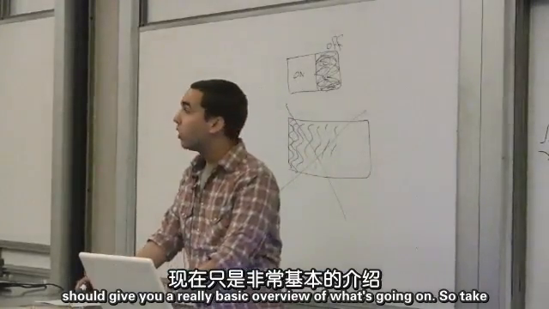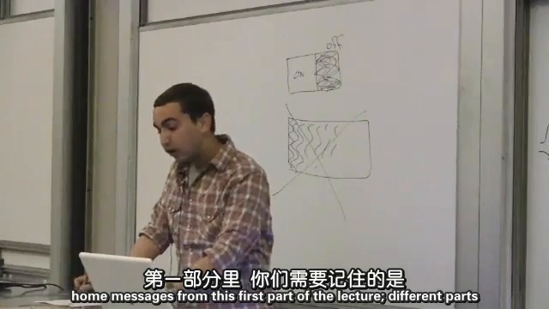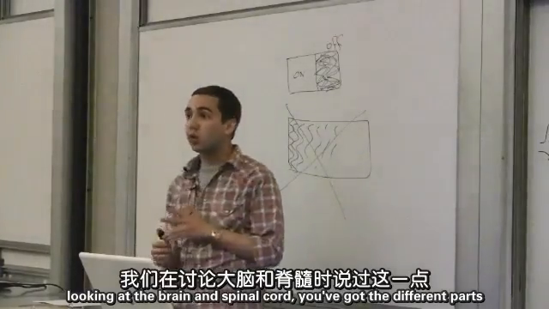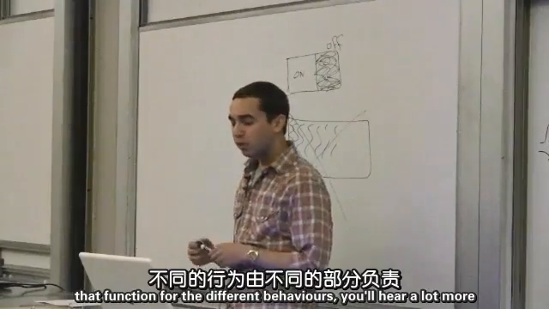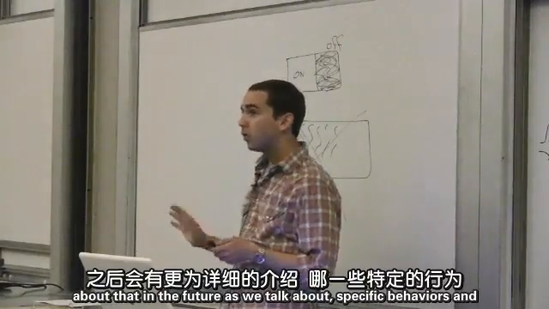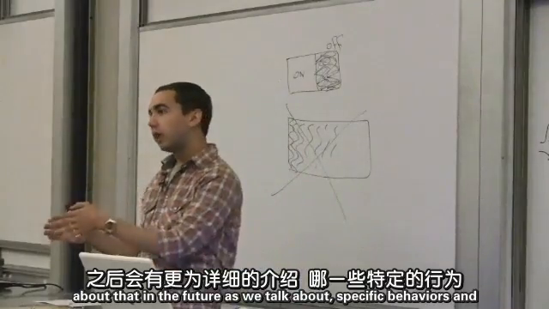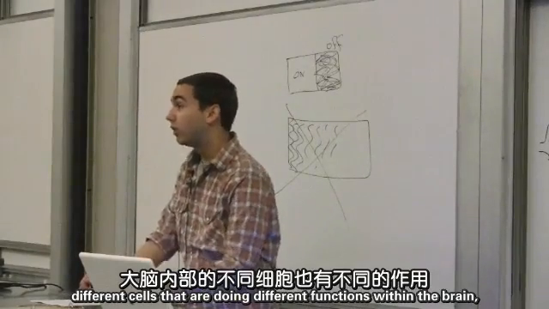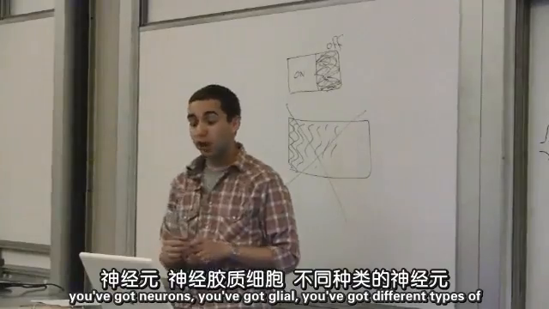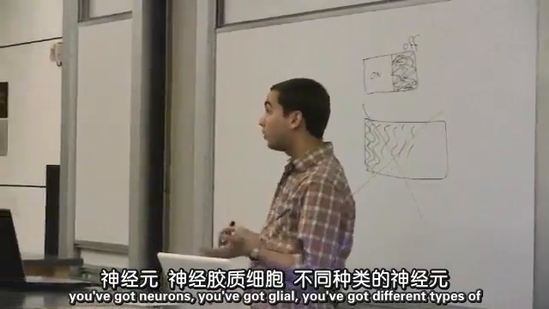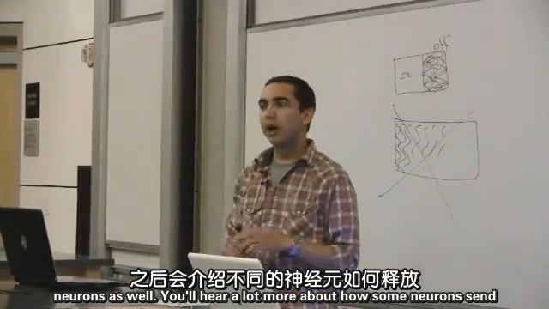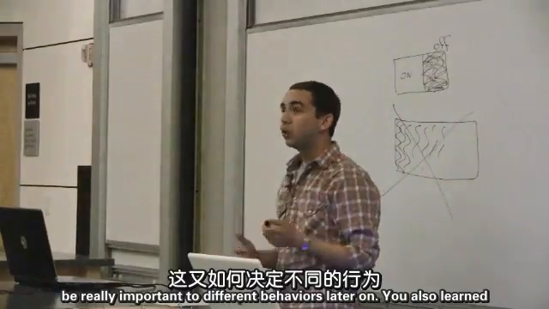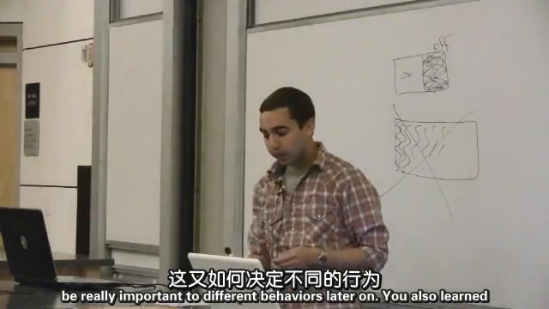So take-home messages from this first part of the lecture. Different parts of the brain do different things. As we talked about when we were looking at the brain and spinal cord, you've got the different parts that function for different behaviors. You'll hear a lot more about that in the future as we talk about specific behaviors and what parts of the brain have to do with them. You've also got different cells that are doing different functions within the brain. You've got neurons, you've got glia, you've got different types of neurons as well. You'll hear a lot more about how some neurons send one type of chemical signal, some send another, and how that's going to be really important to different behaviors later on.